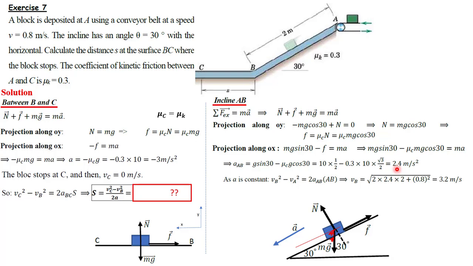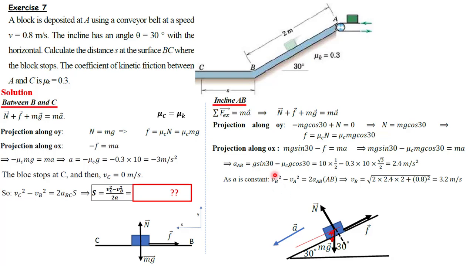What do we need to find from AB? We just need to find VB. And VB is the final speed for the motion along AB. So once again, we will use this equation: V final squared minus V initial squared equals 2a times the distance traveled. So V final here is VB, V initial is VA, the acceleration here is the acceleration along AB, and the distance traveled is AB.